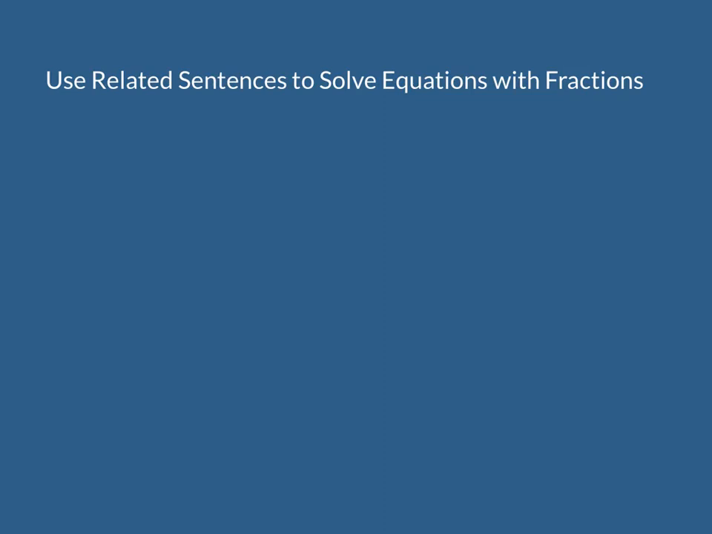So you can use related addition or subtraction sentences to find missing fractions in some equations. So if you have n plus 1/5 equals 4/5, well, we know that the related subtraction sentence, or maybe you learned it as fact families, it would be n equals 4/5 minus 1/5. So then you just need to subtract. 4 minus 1 equals 3 over 5, so n equals 3/5.